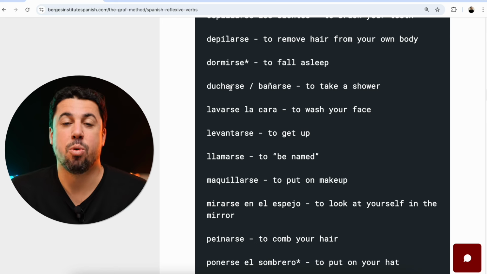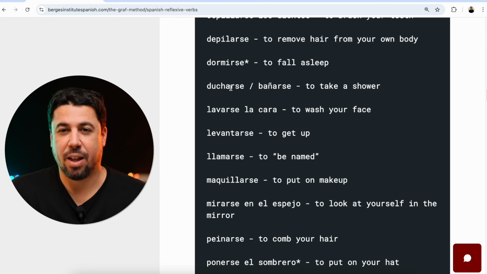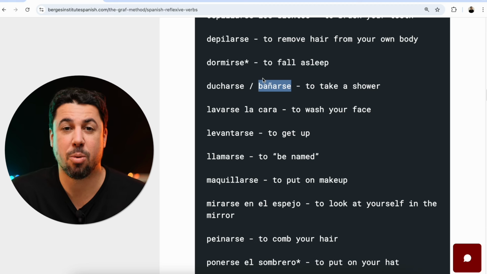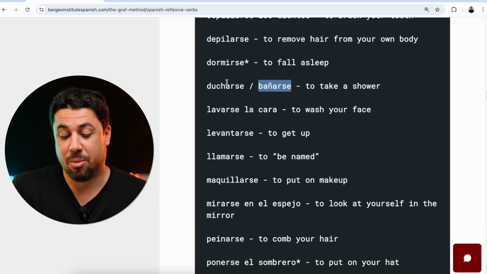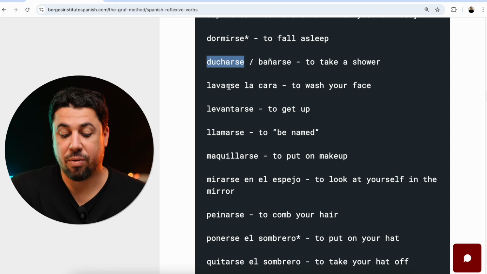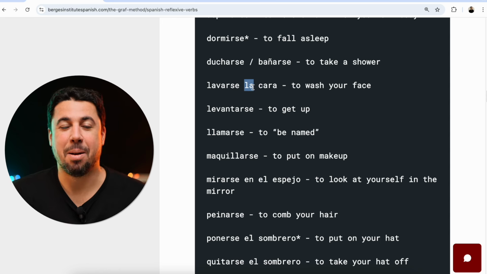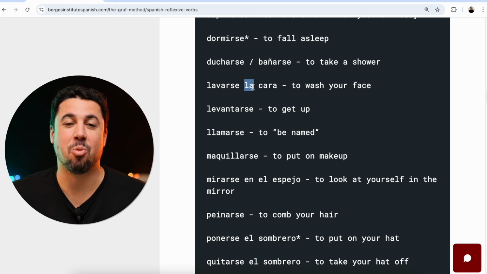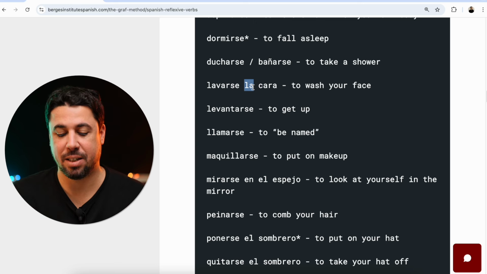In Spain, we usually use ducharse. I think in Mexico, for example, they use bañarse also for taking a shower. In Spain, bañarse means to take a bath, like with bubbles and everything. So ducharse is to take a shower in Spain. To wash your face, lavarse la cara. Again, we don't say lavarse mi cara, we say la cara, to wash yourself the face.